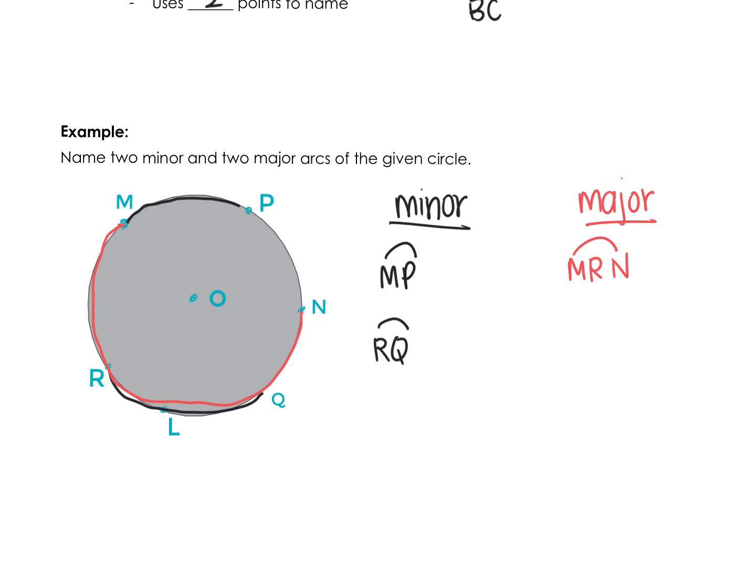One of my other options is the major arc that belongs to MP or RQ. Or I can come up with another one. So let's look at going from N to Q along a major arc. So I'm starting at N, I'm ending at Q, but I want to do a major arc, so as long as I have one letter in between, like L. So NLQ, I know, goes the long way around the circle, not directly to Q.